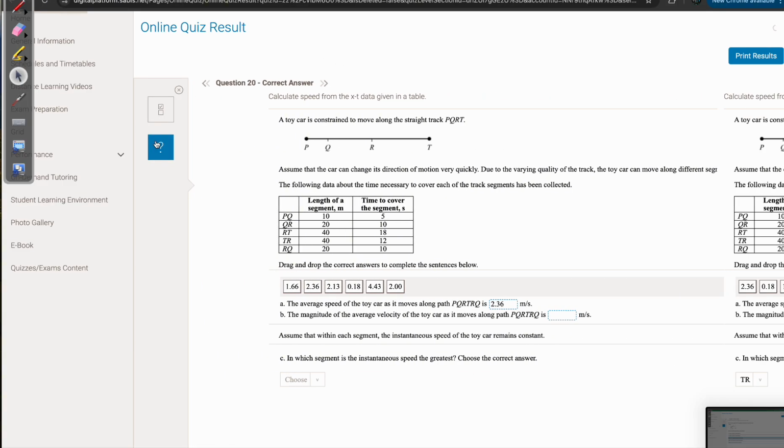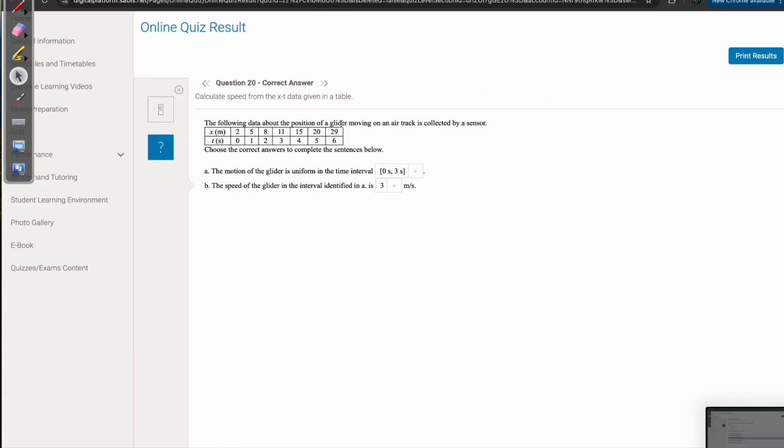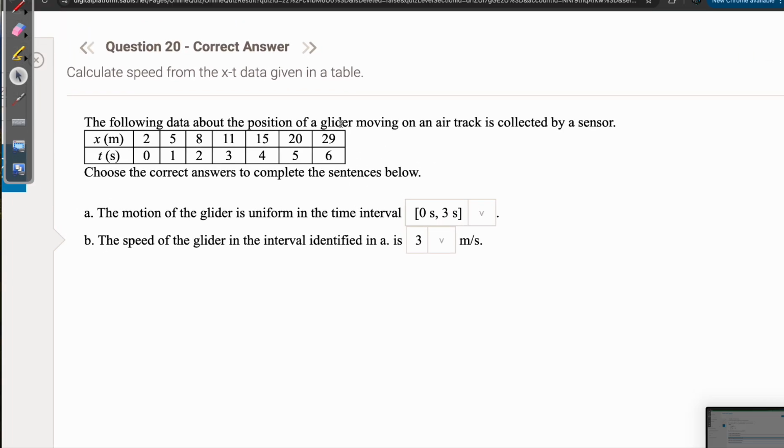Number 20. The motion of the glider is uniform in the interval 0 to 3. How do we know if it's uniform? Okay, as we can see, we know it's uniform if it's increasing by the same amount. So from 2 to 5, 3, from 5 to 8, 3, from 8 to 11, 3, but from 11 to 15, it's 4. So we ignore this, so it's just from 0 to 3.